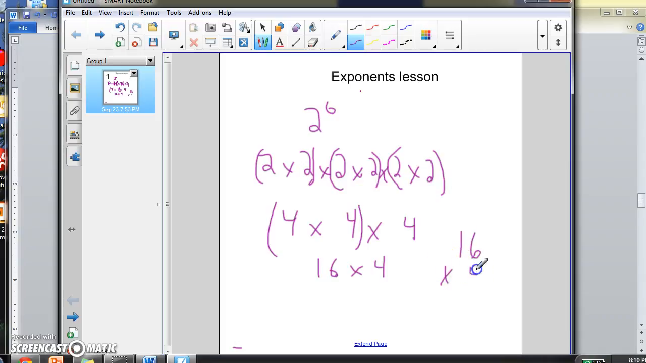And we've been working on that a little bit on our multi-digits. So 6 times 4, I'm going to count by 6, 4 times, 6, 12, 18, 24. My 4 goes here, 2 goes here. 4 times 1 is 4, plus 2 is 6. So 2 to the 6th power equals 64.